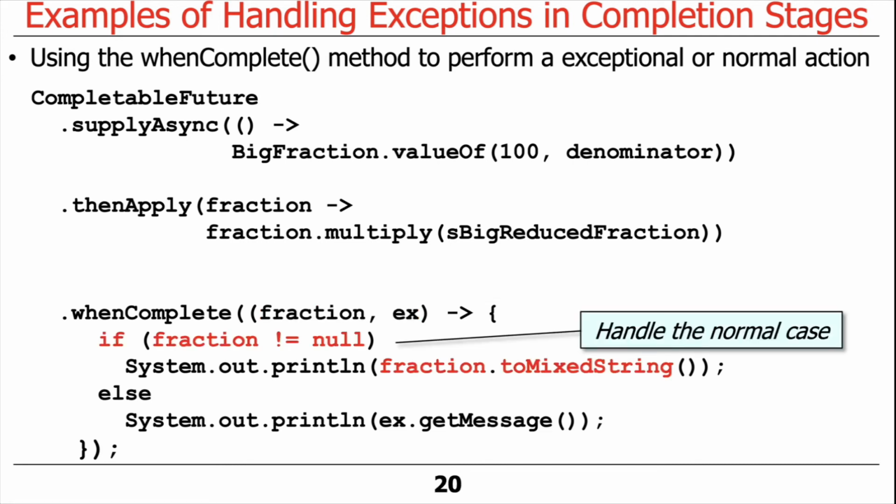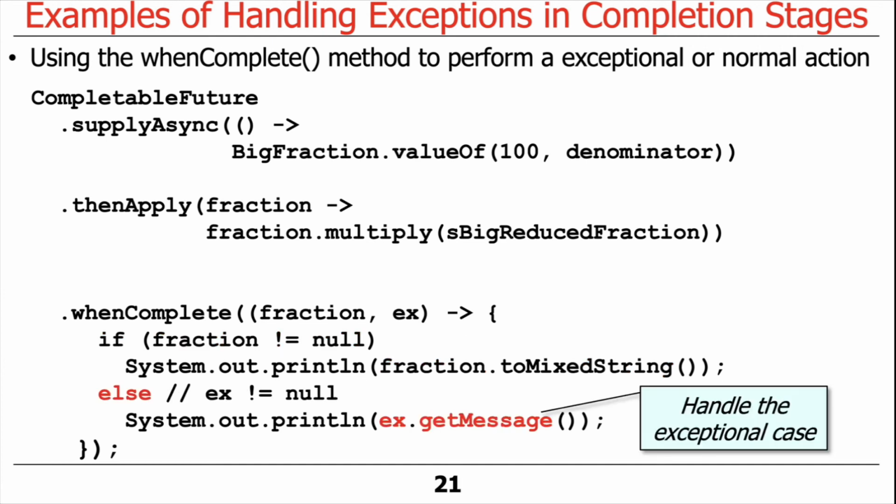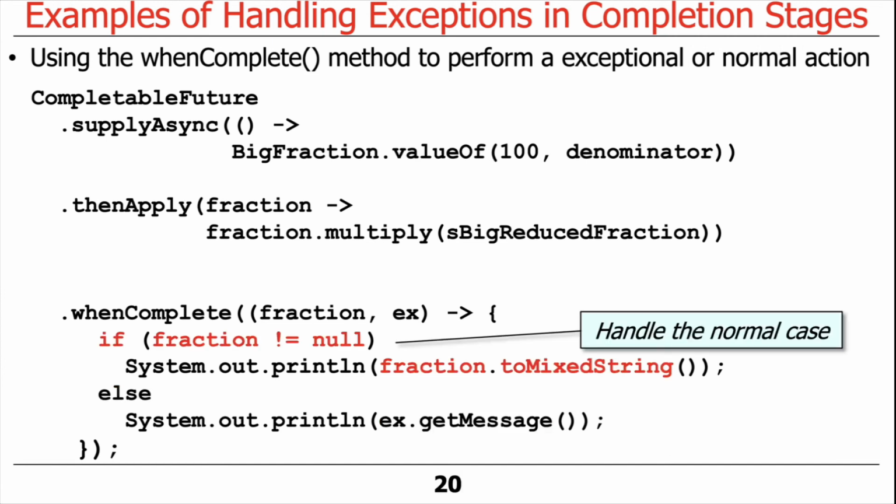So if fraction is not null, that means it worked. And then we go ahead and print the results as a mixed string. Otherwise, if fraction is null, that means that the exception parameter was non-null. And then what we're going to do is get the message that was associated with that exception. So when an exception is thrown, you can provide a message along with it. And in this case, we're just going to get that message and print out what went wrong. So you can see here that we're going to use ex if it's non-null. We're going to use fraction if it's non-null. Those are mutually exclusive conditions, so we know that one of the two will be true.